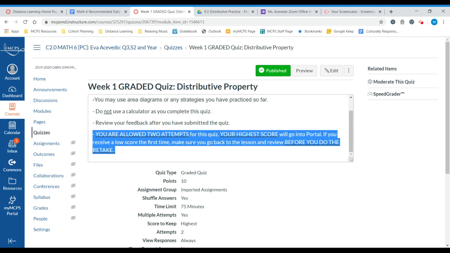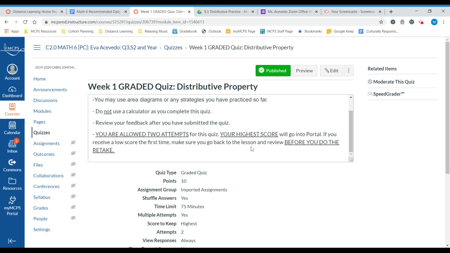If you receive a low score the first time you take the quiz, make sure you go back to the lesson, rewatch the video, review the practice problems you completed before you do the second attempt. The second attempt is your retake. And again, the highest score of the 2 scores will go into Portal. Remember that the graded quiz and the retake, if you do one, which you should because either way your highest score is the one that goes in Portal, all of this is due by Wednesday, April 8th at 11:59 p.m.